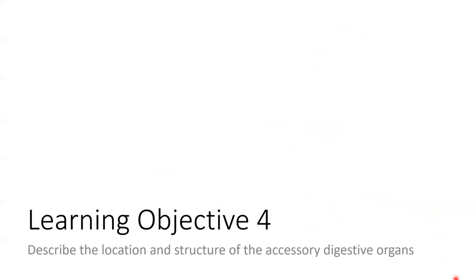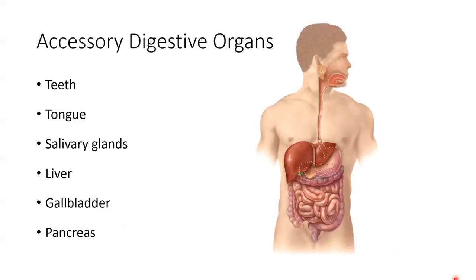Now on to our final learning objective for the anatomy of the gastrointestinal system, which is to take a look at the organs of the gastrointestinal system, that's hard to say, that we have not looked at so far. So learning objective number 4 is to describe the location and structure of the accessory digestive organs. So the accessory digestive organs are the organs of the gastrointestinal system that do not make up the gastrointestinal tract.